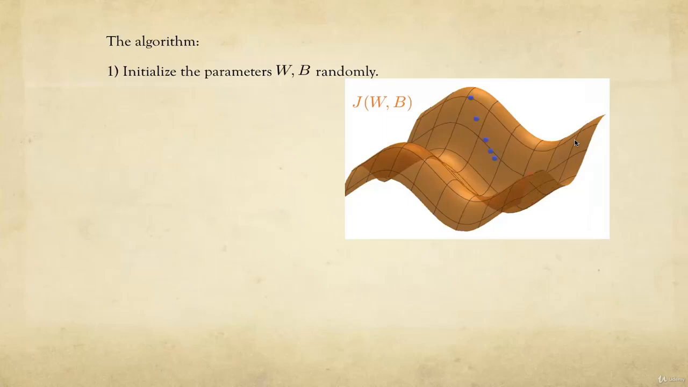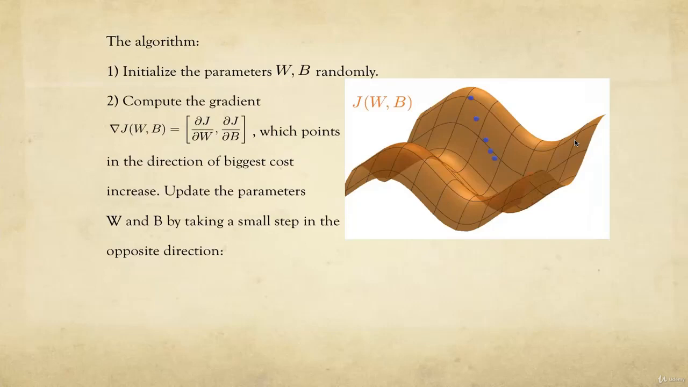and then we'll use those randomized parameters W and B, and we'll compute the gradient at that location. And of course, because the W and B are randomized, initially the cost function is very high because the model is a random model, and so we'll compute the gradient dJ/dW and dJ/dB. Remember, in the last lecture we talked about what it means to take the derivative with respect to a matrix. And so this is the gradient which points in the direction of biggest cost increase.